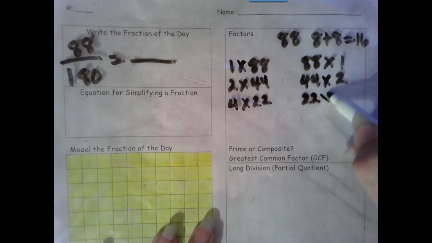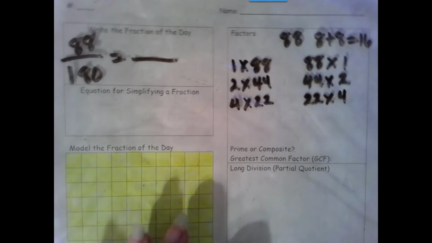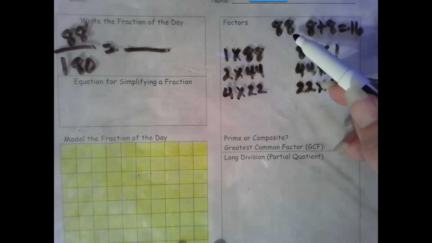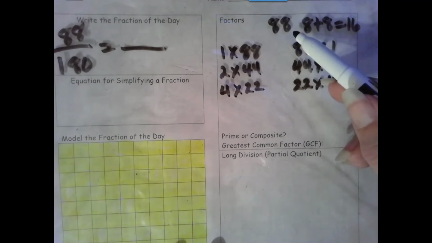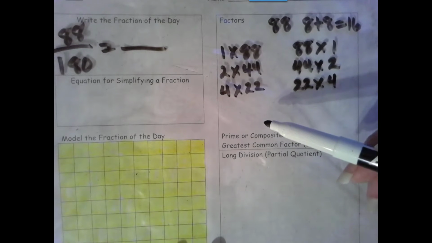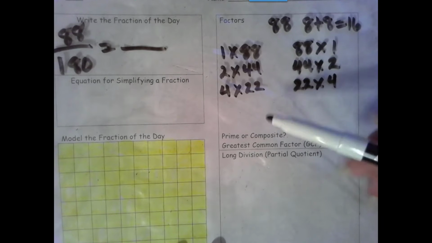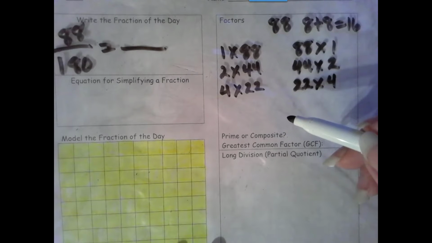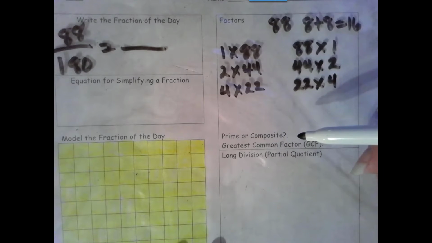22 times 4. We try 5. The rule for 5 is that it ends in a 0 or 5. It ends in an 8, so 5 is not a factor. We try 6. The rule for 6 is that both 2 and 3 are factors. 2 is, but 3 is not, so 6 is not a factor. We try 7. 7, 14, 21, 28, 35, 42, 49, 56, 63, 70, 77, 84, 91. 88 is not in that list, so 7 is not a factor.